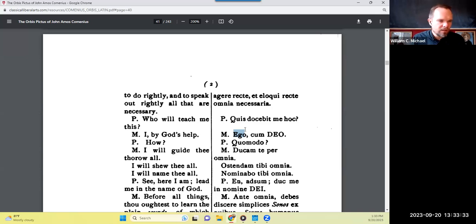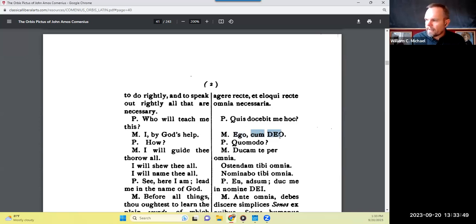Alter ego, Lara wrote, or alter ego. Alter ego means another me, another self. It's like I'm two different people. I have an alter ego. Okay. Good. So ego, I should say, means I. Cum Deo.